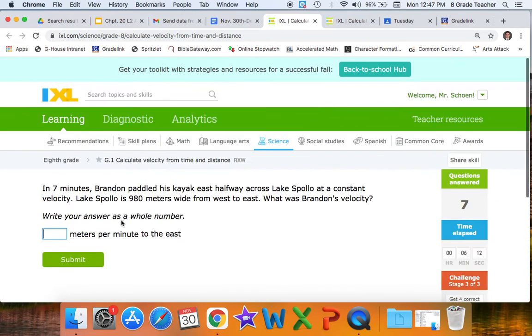Got it? Try again. In 7 minutes, Brandon paddled his kayak east halfway across Lake Spolo at a constant velocity. Lake Spolo is 980 meters wide from west to east.